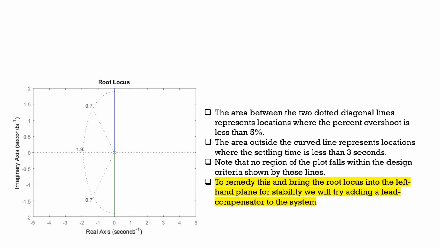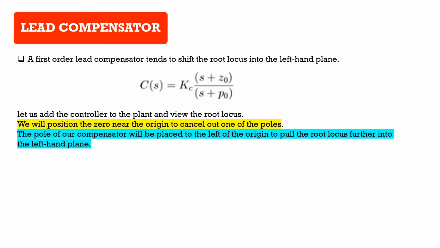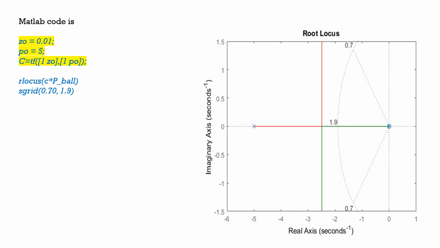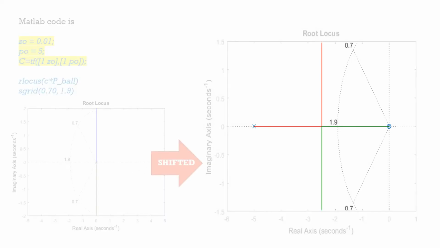To remedy this and bring the root locus into the left half plane for stability, we will try adding a lead compensator to the system. A first order lead compensator tends to shift the root locus into the left hand plane. Add the controller to the plant and view the root locus. For that, the MATLAB code is given and we get the root locus plot like this. Now the branches of the root locus are within our design criteria.